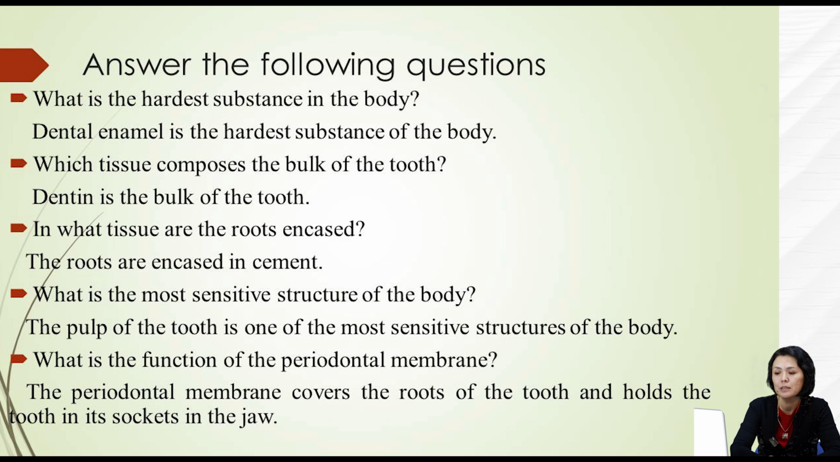What is the most sensitive structure of the body? The pulp of the tooth is one of the most sensitive structures of the body. What is the function of the periodontal membrane? The periodontal membrane covers the roots of the tooth and holds the tooth in its sockets in the jaw.